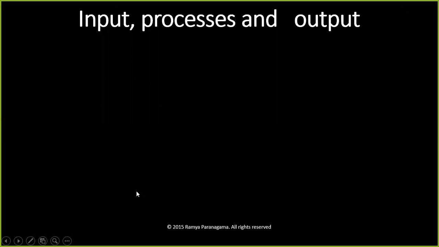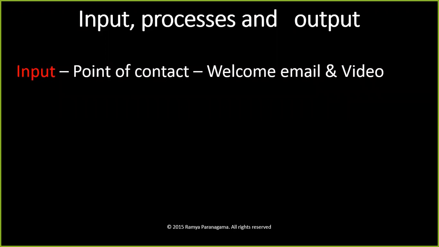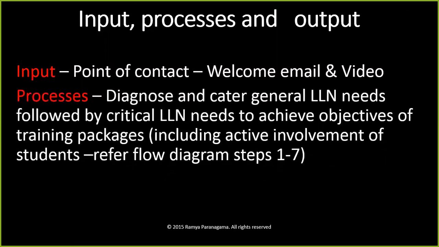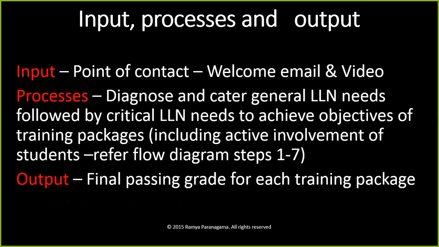Then we need to look at, we had lots of inputs. If you look at my flow diagram, there were cycles within cycles. The flow diagram has many stages because of its iterative process, number of inputs, processes, and outputs. But as a whole, you have to conclude by using the information you got. So I consider the input is the point of contact, because from there we are meeting general LLN needs. Then the rest of the processes I put here, referring to my flow diagram. And then the output is the final passing rate, to make the story short and sweet.